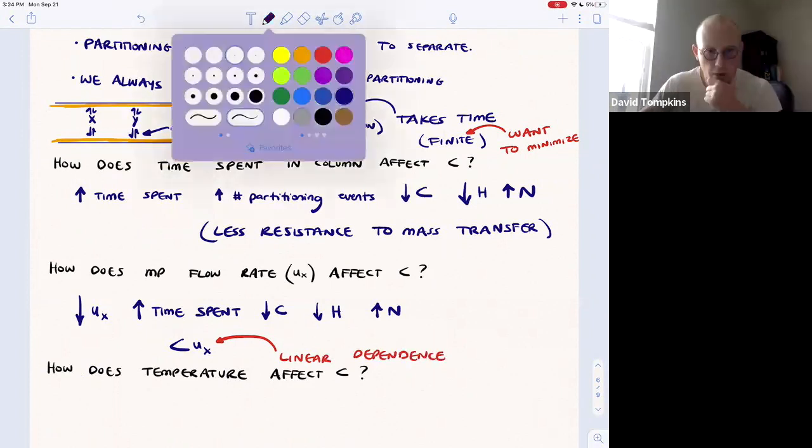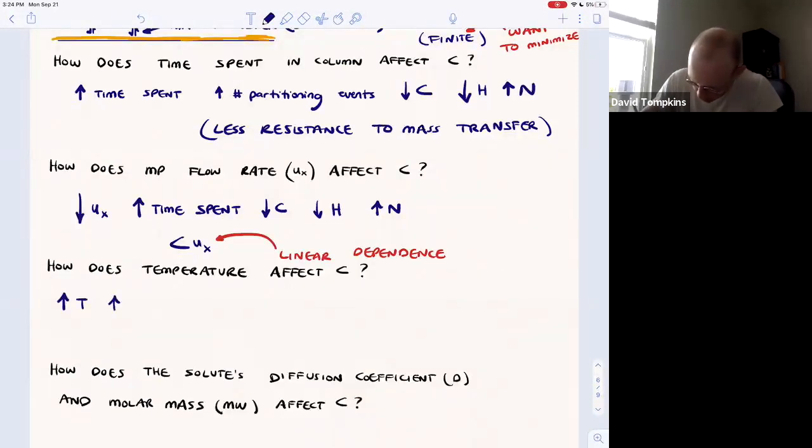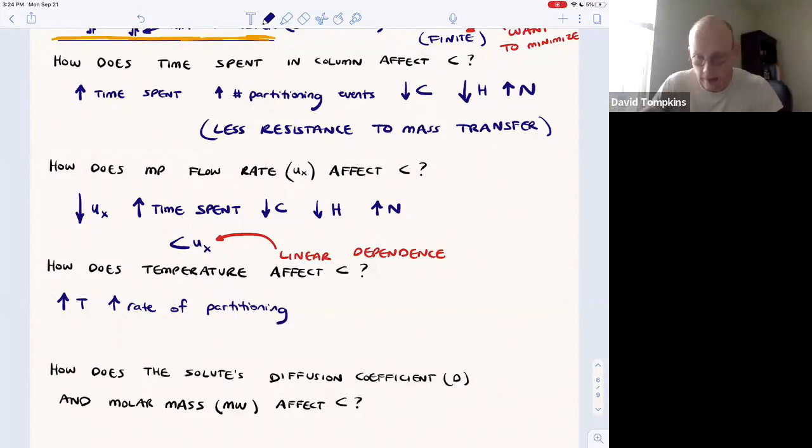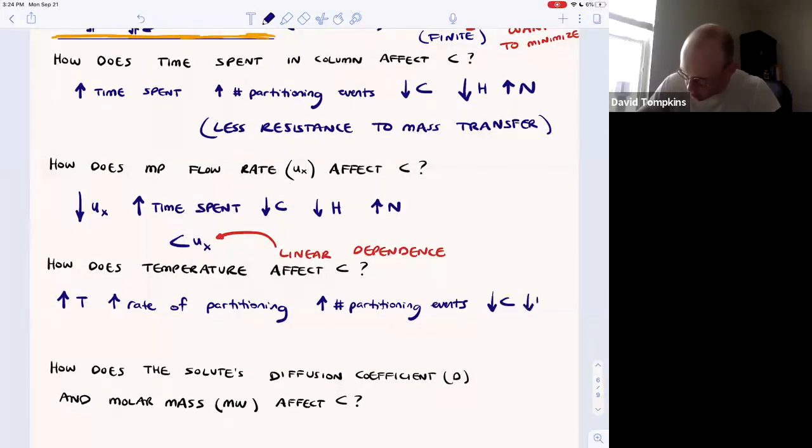Okay. So increasing temperature will increase the rate of partitioning, or compounds move faster and they go between the stationary and mobile phases at a higher rate. And that will increase the number of partitioning events, which will in turn decrease the resistance to partitioning, decrease the plate height, and increase the plate number.